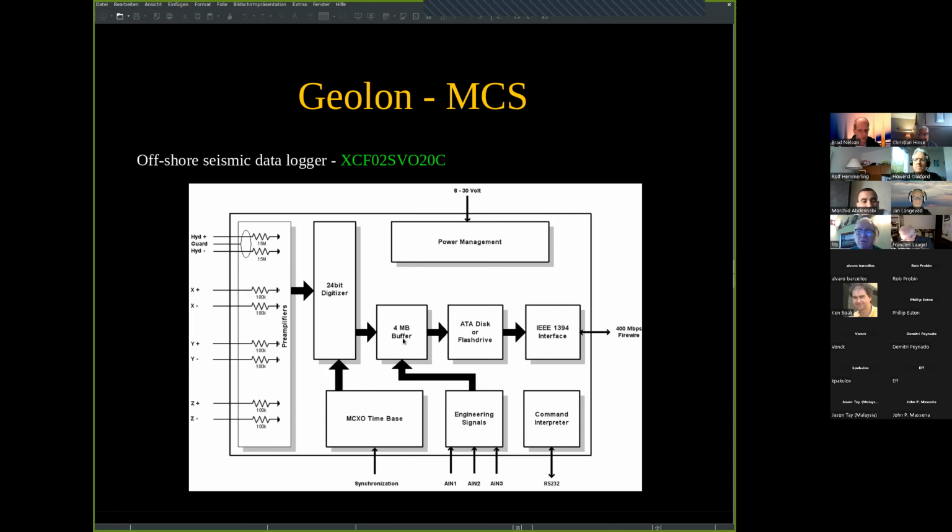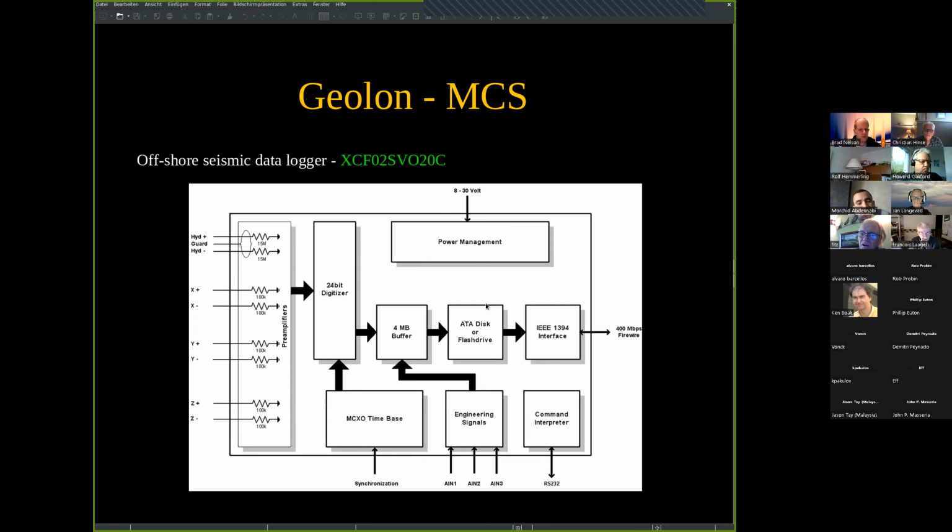The digitizer fills a 4 megabyte buffer, and whenever the buffer is almost full, it is written out to a disk, and the disk can be read. At the time when I did this, it was not clear which was the quickest, and at the time, the 400 megabit per second FireWire was the proper choice. And nobody would know that this is going to die.